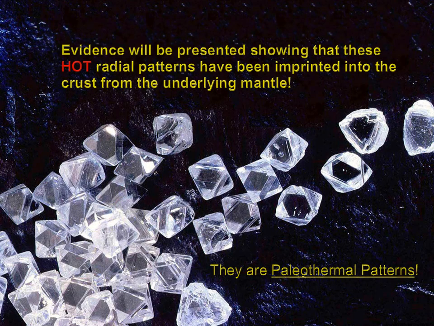Evidence will be presented showing that the hot radial patterns have been imprinted into the crust from the underlying mantle. And like paleontology and paleobotany, that is the fossil remains of animals and plants, these are fossil heat patterns or paleothermal patterns.